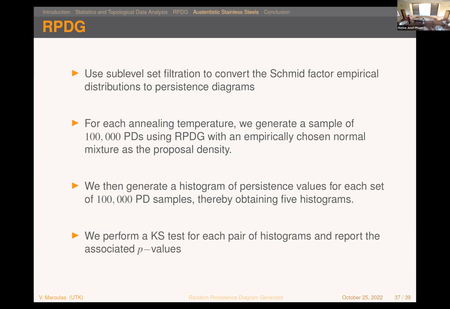Okay, so here is the idea. You use sub-level set filtration to convert the Schmidt factor empirical distributions to persistence diagrams. For each annealing temperature, we generated a sample of 100,000 persistence diagrams out of that. So our analysis is going to have 100,001 persistence diagrams for each temperature.